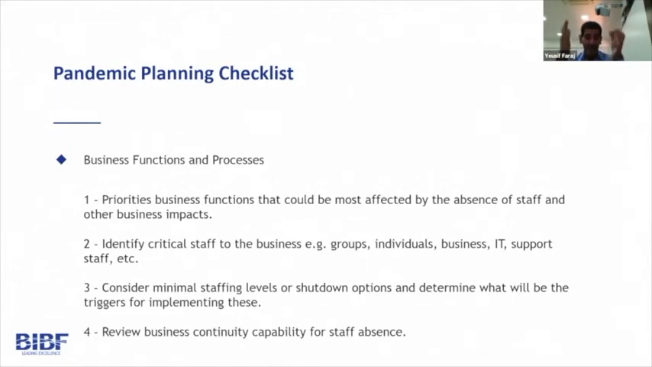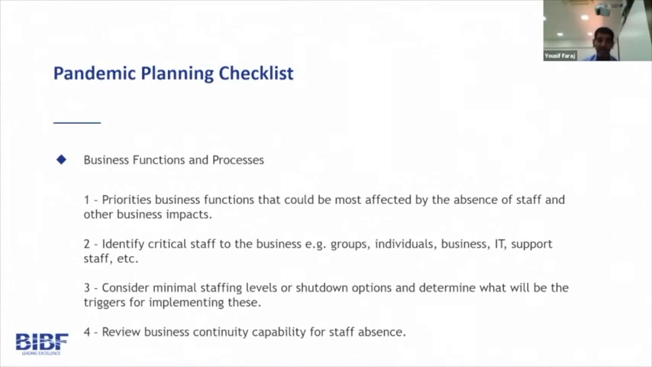Then timing, you need to include it in the business functions and processes checklist. When? Today is not critical, maybe tomorrow it will be critical. And you are the right person to decide, because you know the business processes, products and services of your organization. If you identify the business functions and processes, now you will identify the key people, maybe individuals or groups of people, it depends on you.